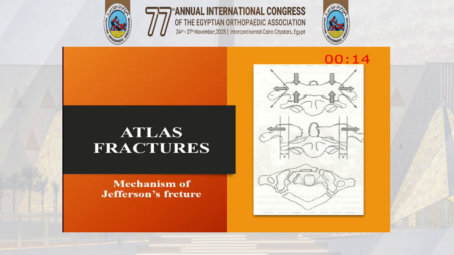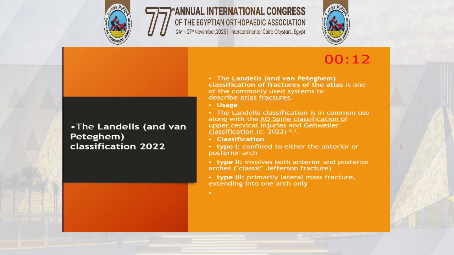Here is the mechanism. The Landells and Van Peteghem classification of 1988, for the lateral masses, is based on the Jefferson classification. Type 1, anterior arch; type 2, both anterior and posterior arches; and type 3, primary lateral mass extending into one arch.